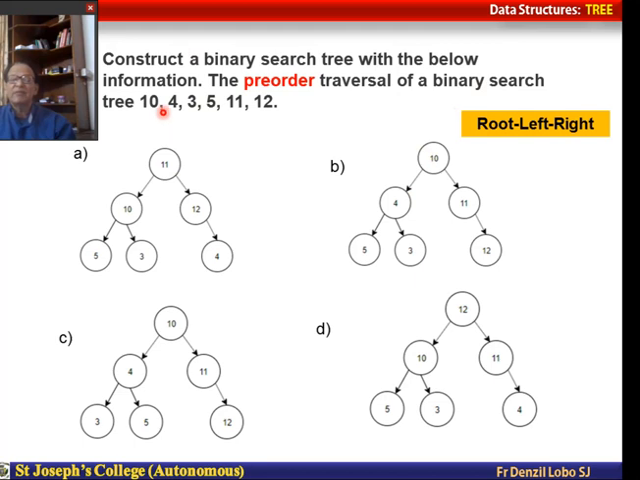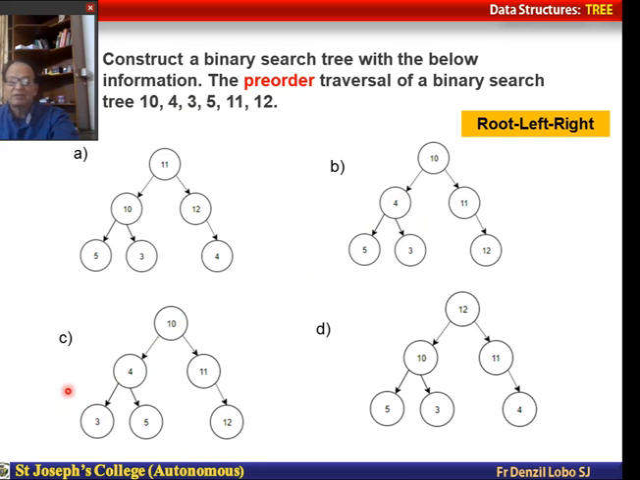Let us see. 10 should be the root. Now in these two cases only, 10 is the root. So these two are ruled out. Therefore we have to select from these, 10 is the root. Then you have to go to the left subtree. Again as you see it is 4, in both the cases. So all right, both are correct. Then 3. The left should be 3 here, whereas in this case it is 5. So this is not correct.